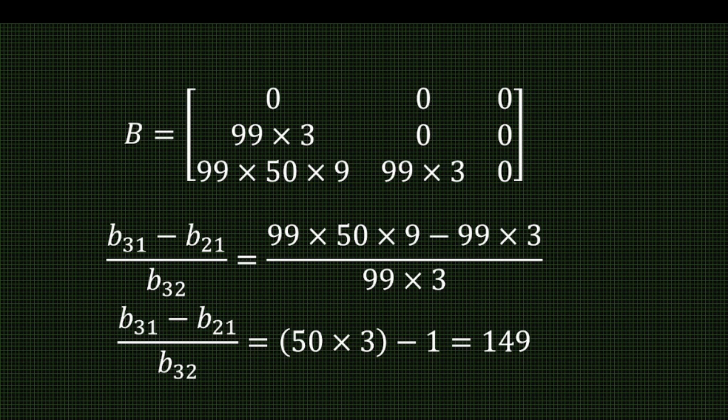So putting in this expression, (B31 minus B21) divided by B32 is equal to 50 into 3 minus 1, which is 150 minus 1, that is 149. So this is our final answer.